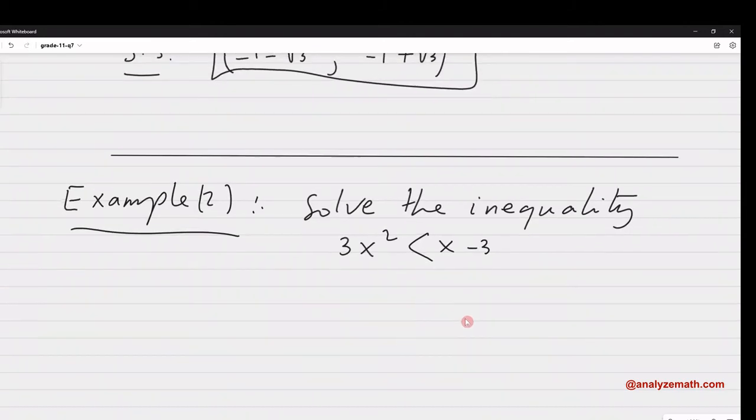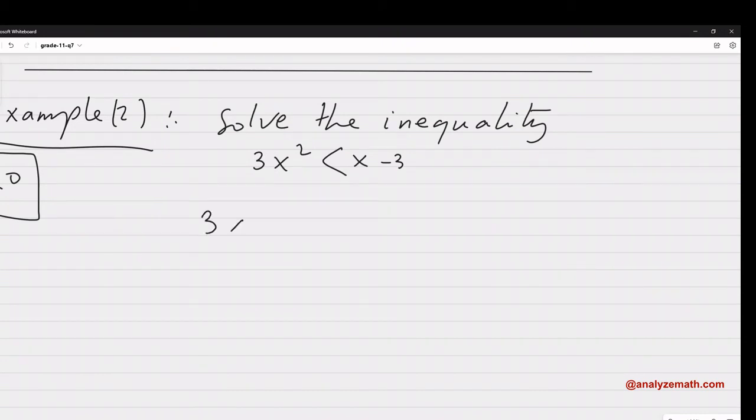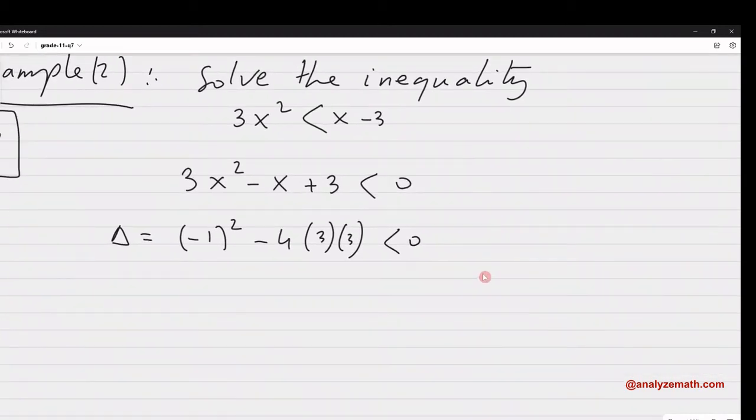Second example, we are going to solve the inequality, and this case will cover when the delta, the discriminant, is less than 0. It's negative. So 3x² - x + 3 < 0, rewriting the inequality in standard form with 0 on one side. Go and find the discriminant. b is equal to -1, minus 4ac, and this is clearly negative. It's negative 35. So what do we do here?